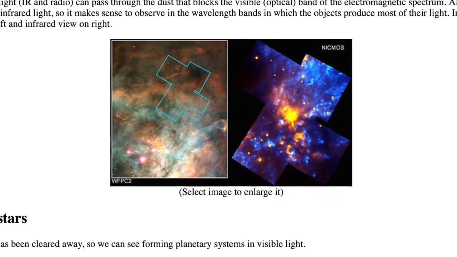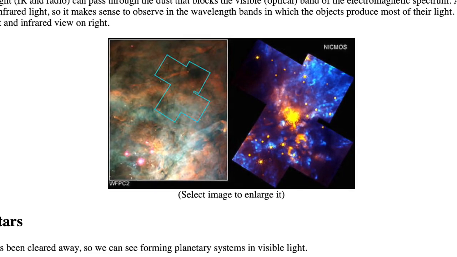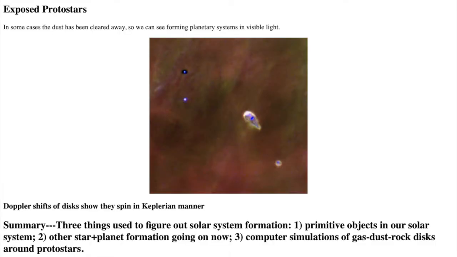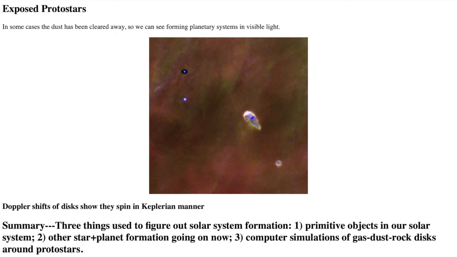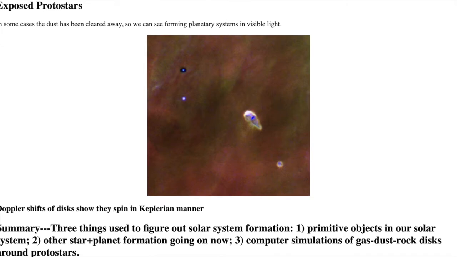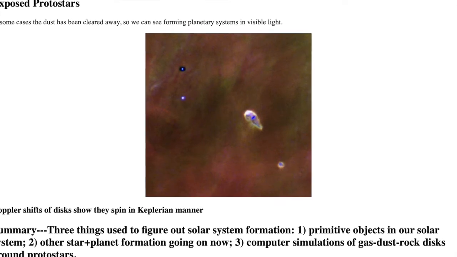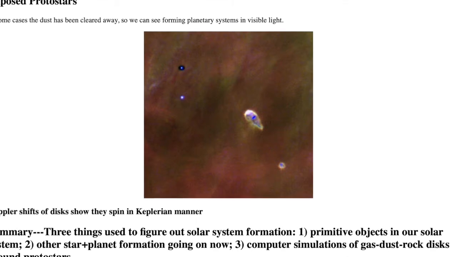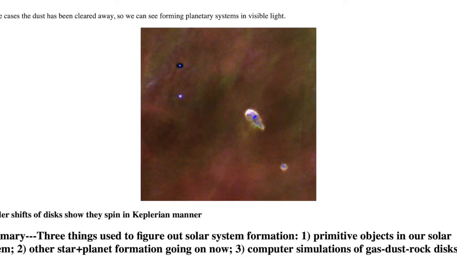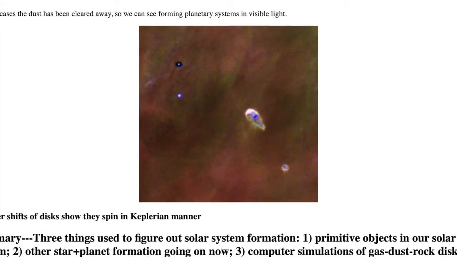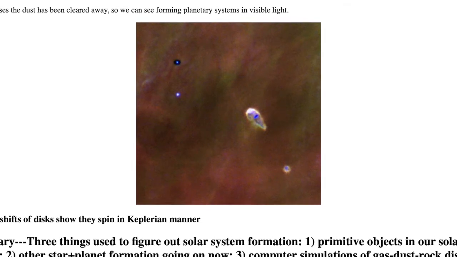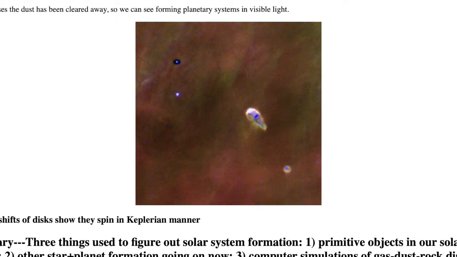This picture contrasts the empty optical band view on the left with all the protostars detectable in the infrared on the right. In some cases, the dust has been cleared away, so we can see forming planetary systems in the optical band, or ordinary visible light. You can see dark dust disks in the mostly evaporated gas cocoons, and the Doppler shifts of various parts of the dust disks show they spin in a Keplerian manner, where the inner part spins much faster than the outer part, as you'd expect if the dust was made up of trillions of tiny bits.